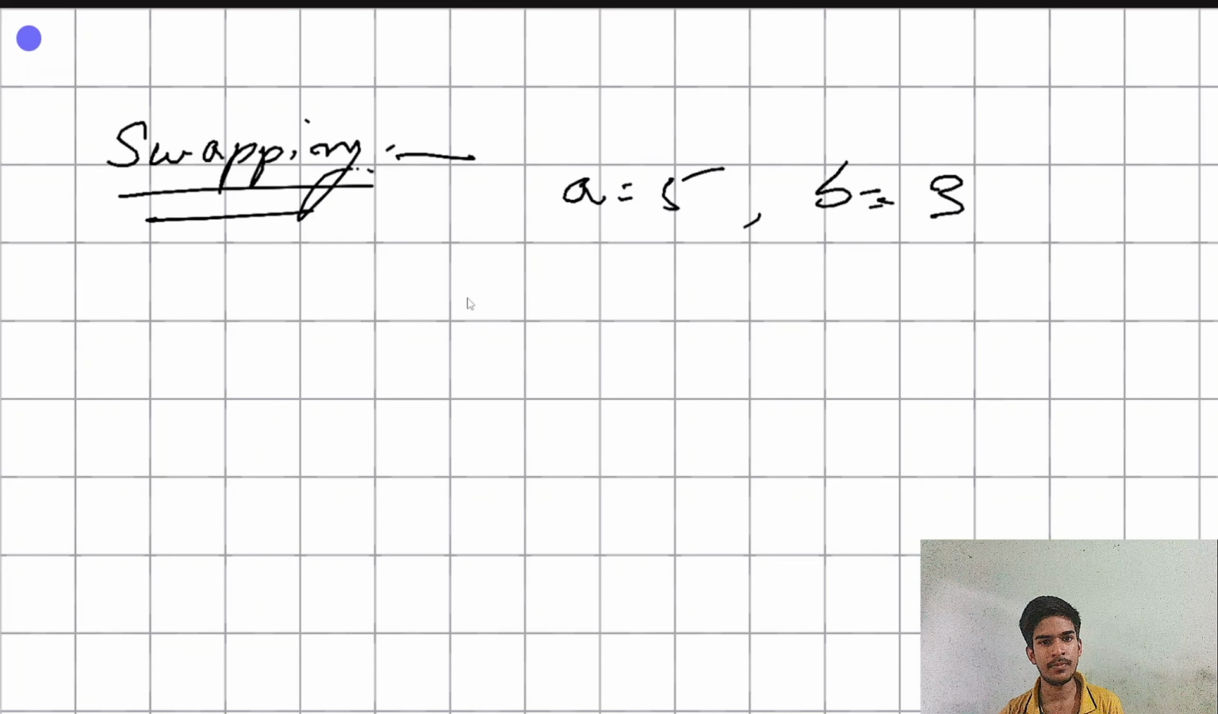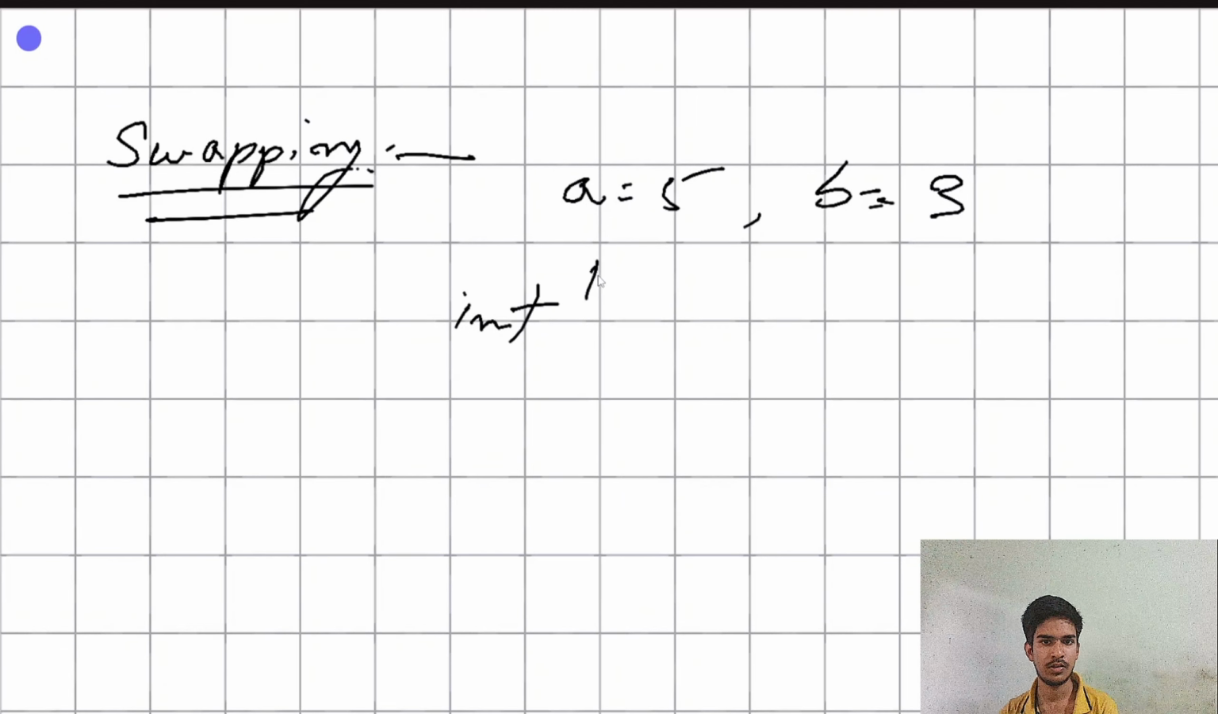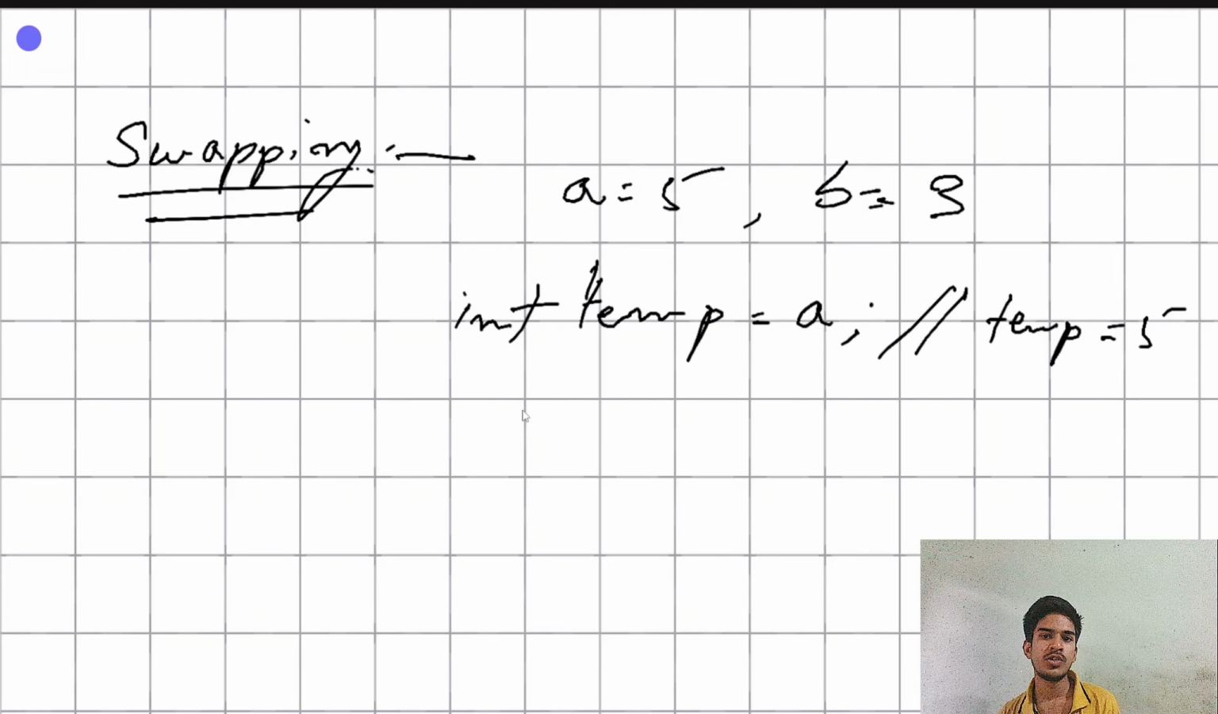So we take a temporary variable, temp, and store the value of a in it. That means temp is now 5. Then in a we store the value of b, so a is now 3, and in b we store temp.